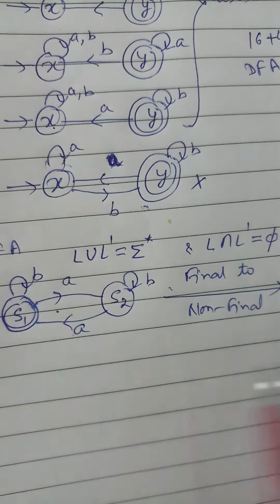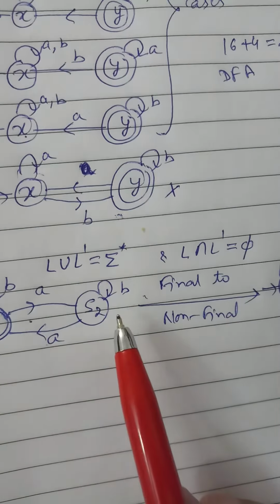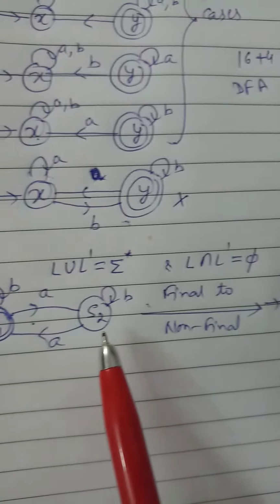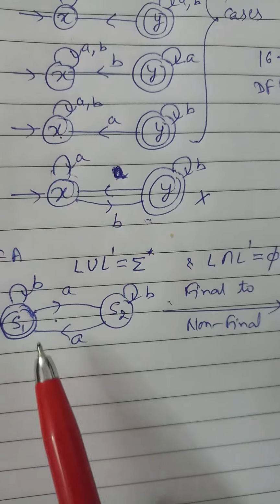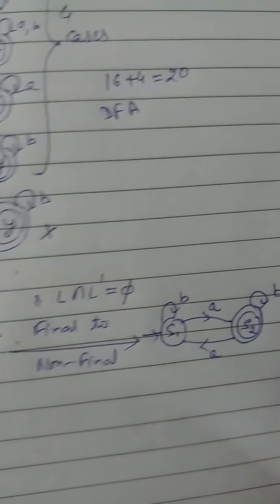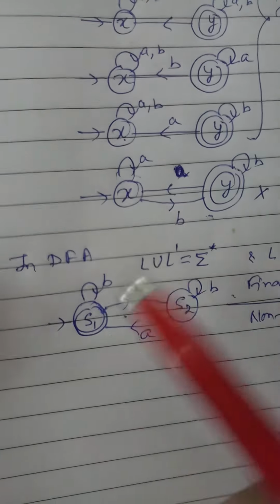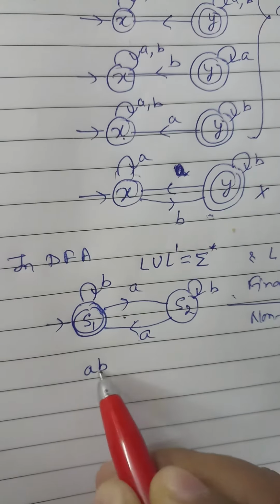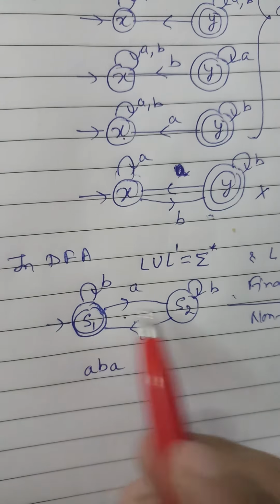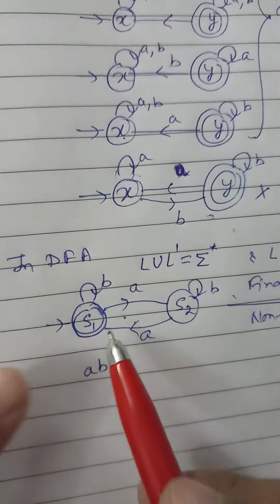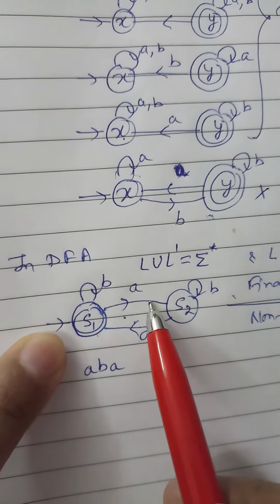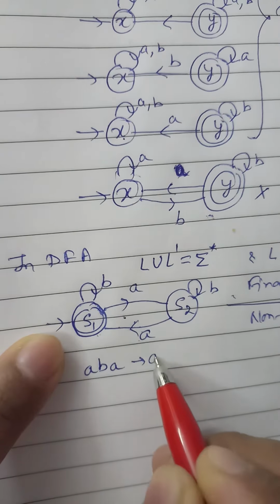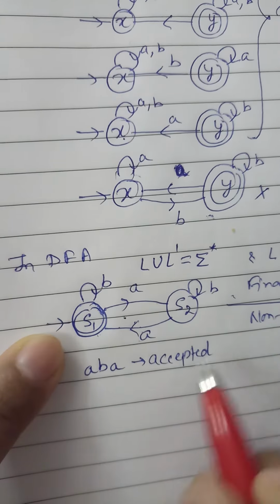All things are the same. On S1 there is a loop of B, S1 to S2 on A, S2 to S1 on A, and a loop of B on S2. The only thing that changes is final to non-final. So S1 remains the initial state, and S2 is the final state. Here, will ABA be accepted or rejected? Obviously ABA will be accepted, because S1 is both the initial and final state. So it will be accepted because it comes back to the final state.